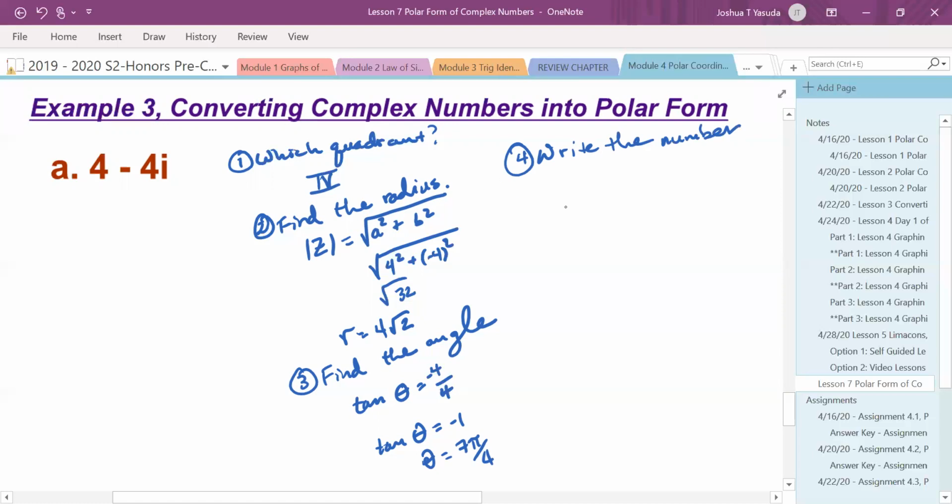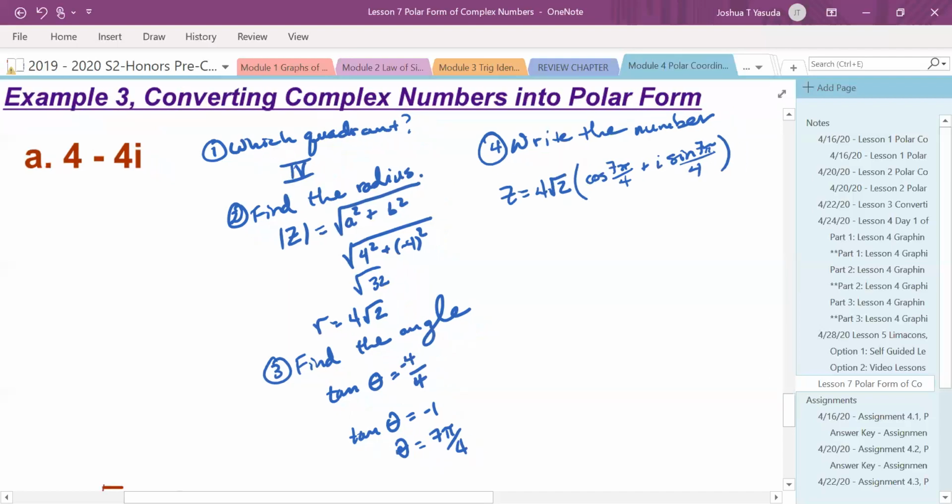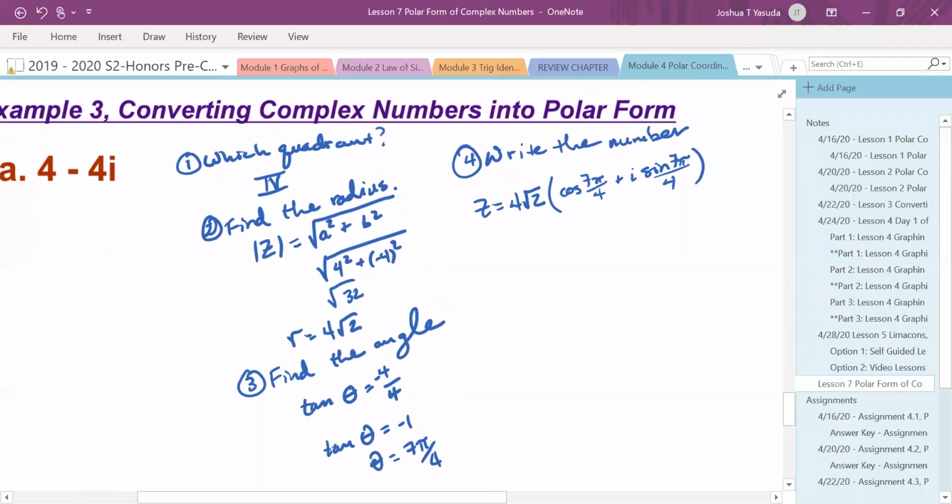So what do I mean? I mean like 4 minus 4i becomes z equals, the radius is 4 rad 2, okay? And then you get cosine of 7 pi over 4 plus i sine of 7 pi over 4, okay? I am not going to multiply that out.